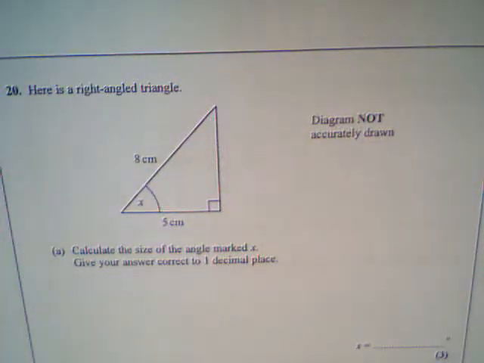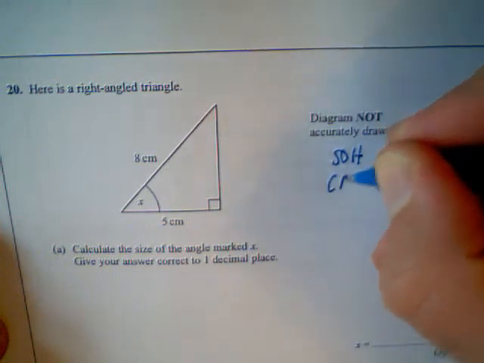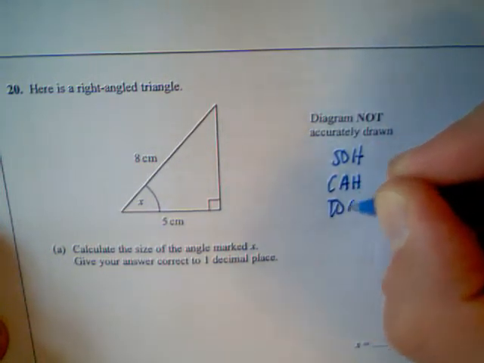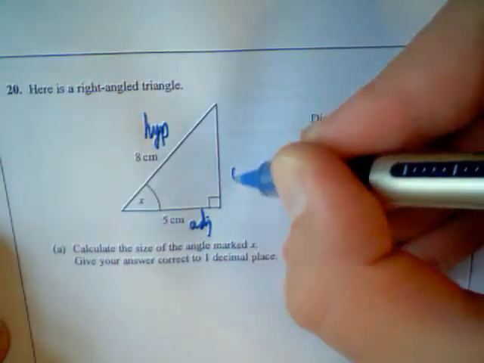So question 20, here's a right angle triangle. Calculate the size of the angle marked X, give your answer correct to 1 decimal place. So, looking at this, it's just a right angle triangle, so we should use some trigonometry. Remember the key formulas, SOHCAHTOA. We have the hypotenuse here, we have the adjacent here, and we have the opposite here.